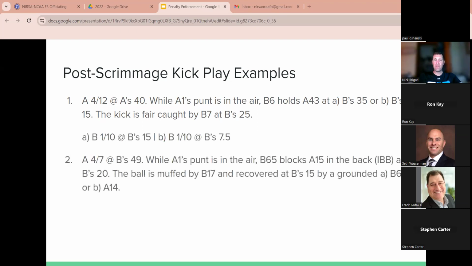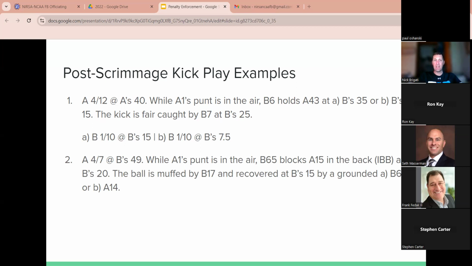Another example, 4th and 7 at B's 49. While the punt's in the air, we have a block in the back at B's 20. And the ball is then muffed by B17 and recovered at B's 15 by either B6 or A14. Well, in the first situation, the recovery by B6 ends the kick at B's 15-yard line. The block in the back is in advance of the end of the kick. It meets all of our post-scrimmage kick criteria. We would enforce that penalty half the distance to the goal from the dead ball spot, the post-scrimmage kick spot.